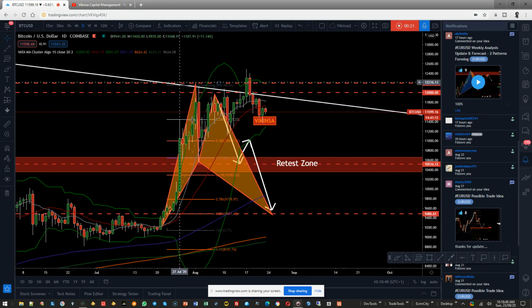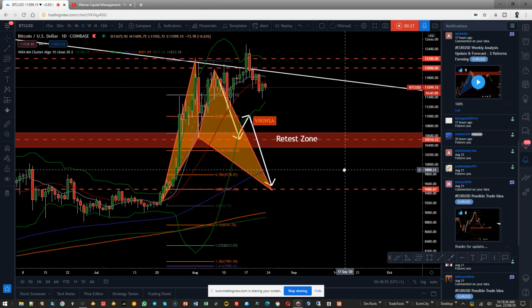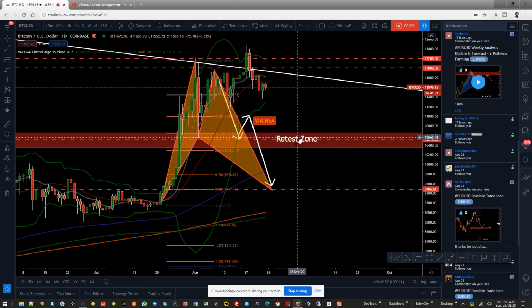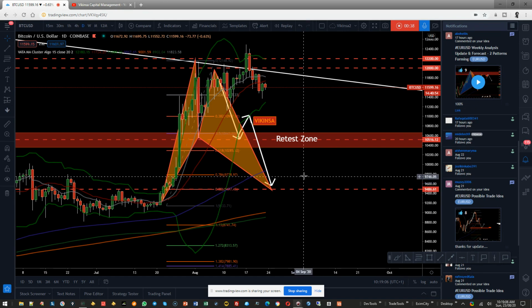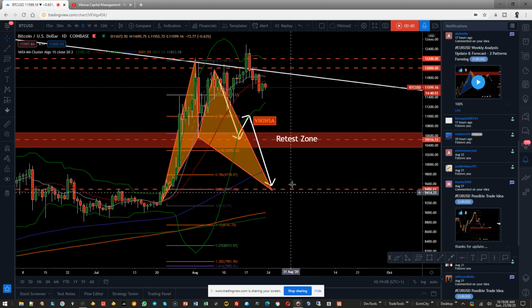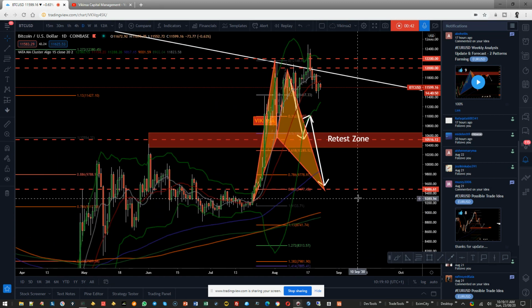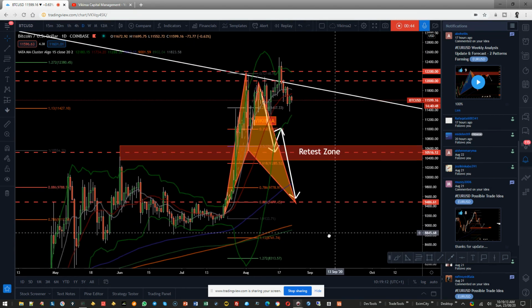So, the market created this M sort of pattern, and we were expecting it to come down to this retest zone, which is a very important zone because if the market goes below this, then it can go all the way down to 9,486 around that level, or somewhere around here. And if it stays there, then there can be bearish chances of it falling further.